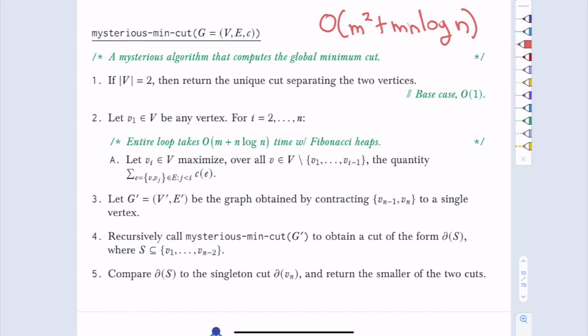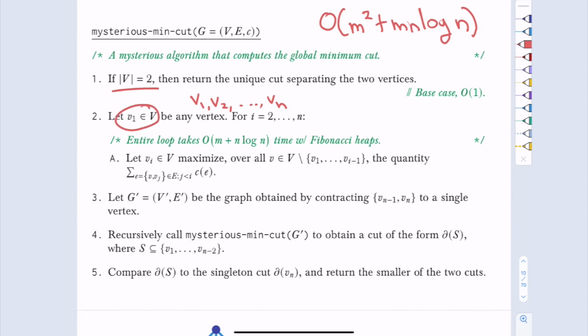So it's a recursive algorithm. I'm going to walk through the code and then I have some examples coming up. If there are two vertices, then there's nothing to do. We just return whatever separates the two vertices. Now here's sort of the bizarre step. We're going to produce an ordering of vertices, v1, v2, through vn, where v1 is chosen arbitrarily.